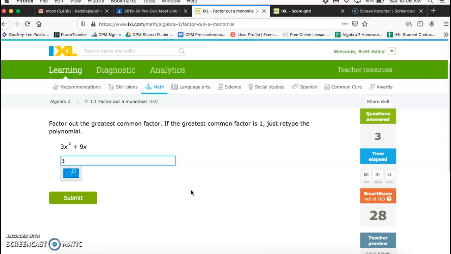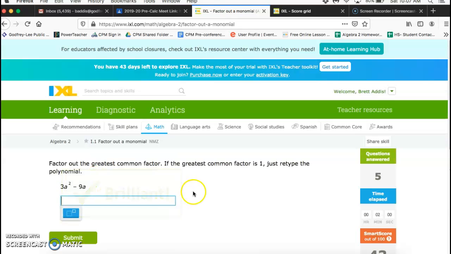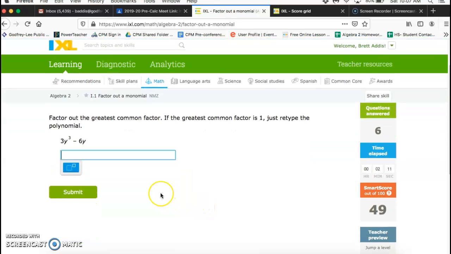Okay, a little faster here. We'll have a 3x that they have in common, x plus 3. We have a 3n with an n squared minus 2. Hit right to get out. A 3a with an a minus 3. 3y with a y squared, right arrow, minus 2.